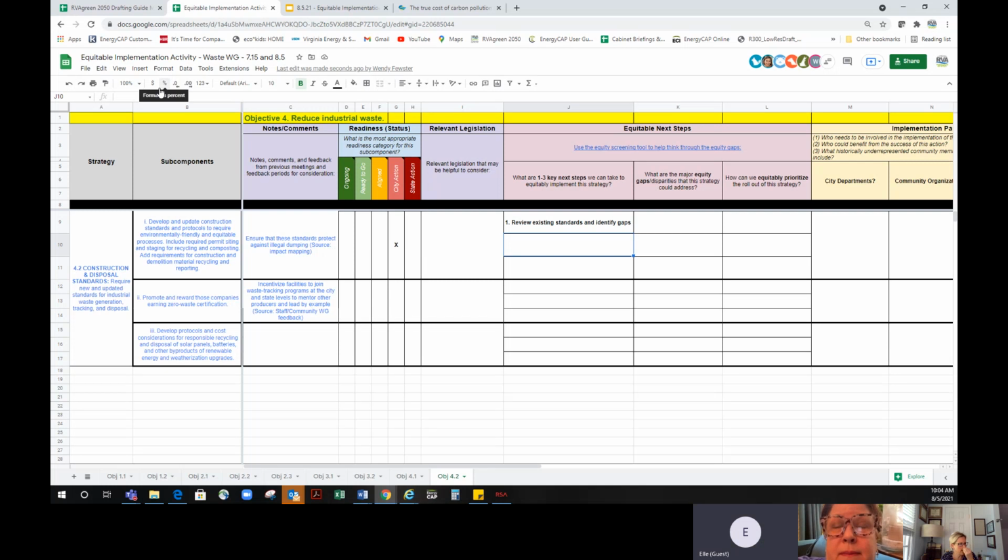I think that last part about add requirements for construction and demolition material recycling and reporting, when it comes to waste management, reporting's terrible. It's contractors that are combining loads and you don't know where it's coming from. Right. It's hard to keep track of where it's going because it's a commodity to them. So they're going to sell it to the highest bidder. Right. So it's really hard to track.